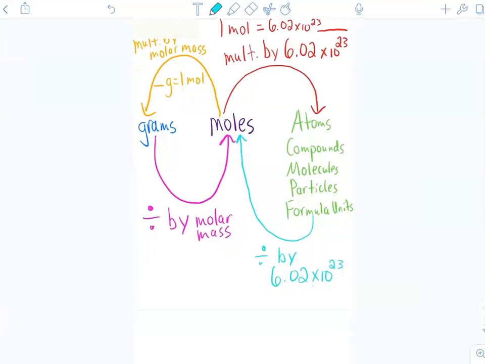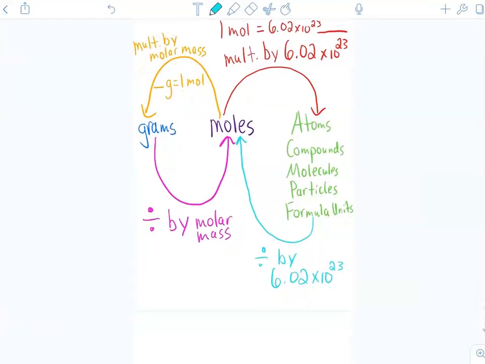Hey everyone, in this video we are going to be talking about multi-step conversions. So we've already looked at single step where we would go from moles to atoms, compounds, molecules, particles, or formula units. Or we may go from moles to grams and then vice versa. So we may go from grams to moles or atoms, compounds, molecules, particles, formula units to moles.